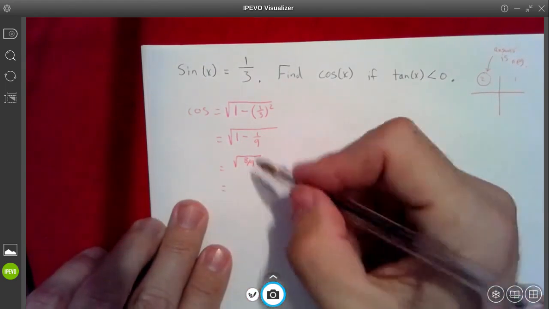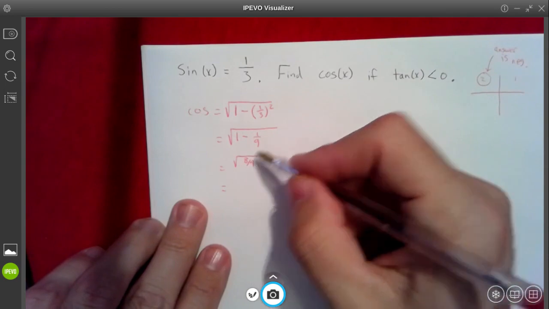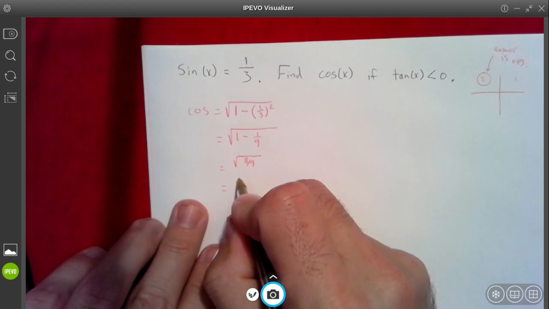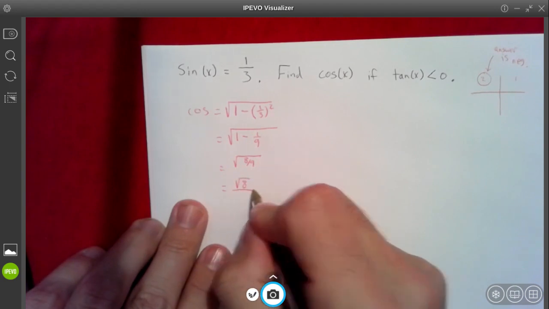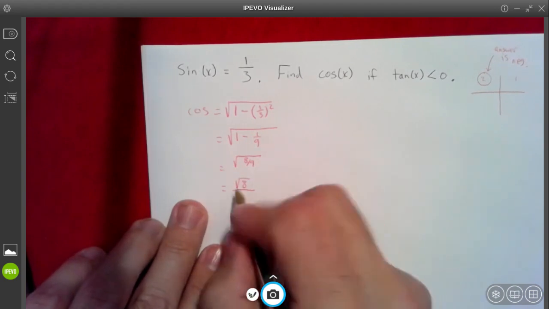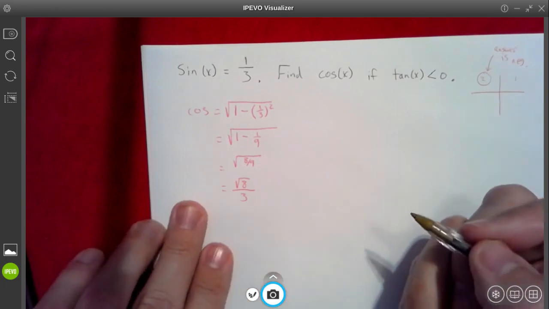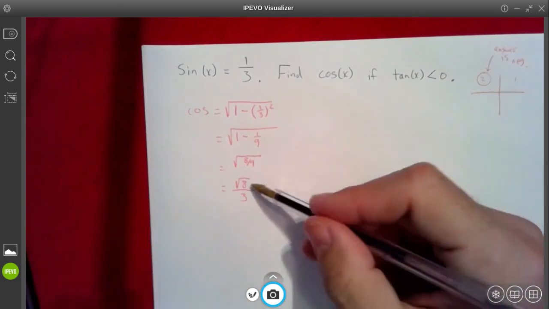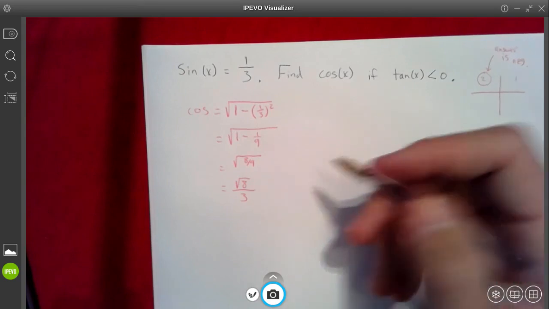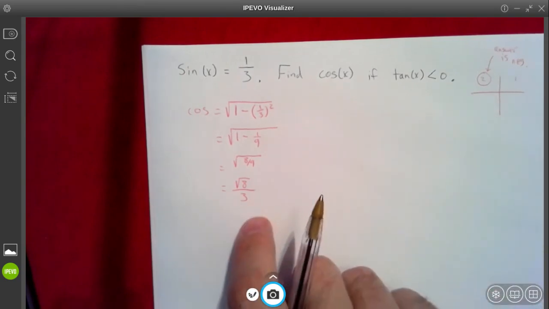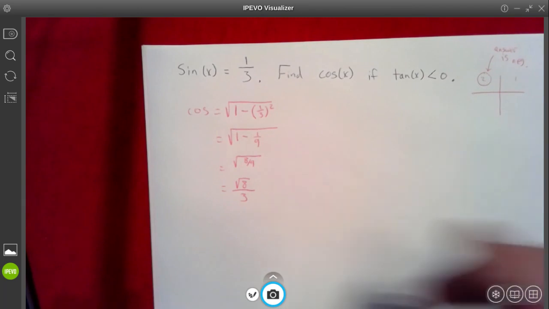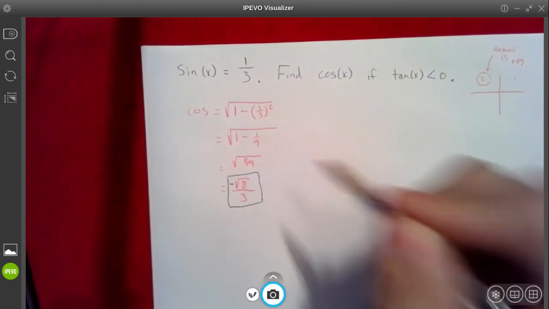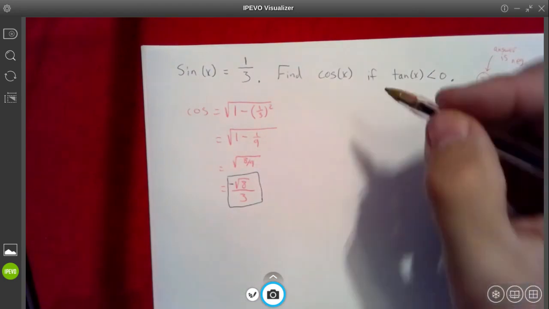And then on this one, you can't just take the square root of the top and bottom evenly. They don't come out clean. I'm just going to leave it as the square root of 8 on top and the square root of 9, or 3, on the bottom. If you want to, you could simplify that. It'd be 2√2. All right, this is my answer. I just need to add on a negative symbol. Bam. That'd be my answer.